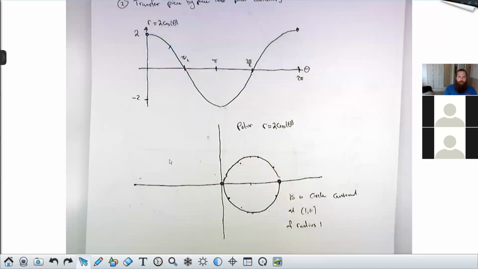Practice going from this to this. If R is positive, it's fairly easy. The tricky bits are when R is negative. There's lots of good resources. Patrick JMT has a bunch of things.